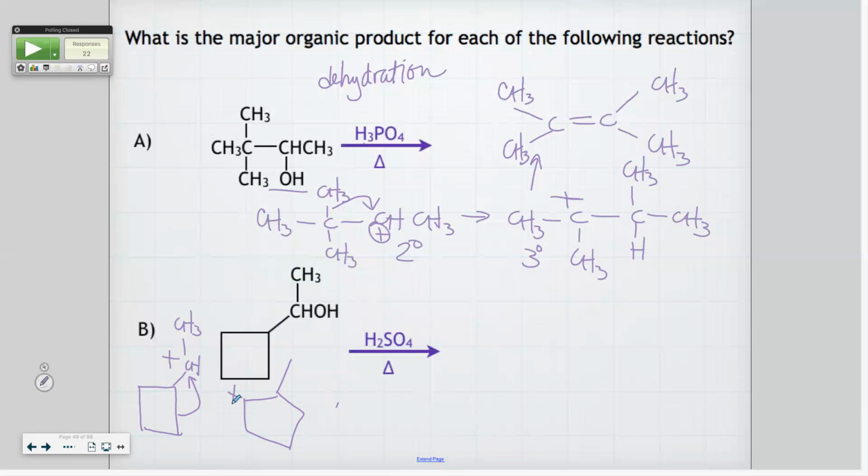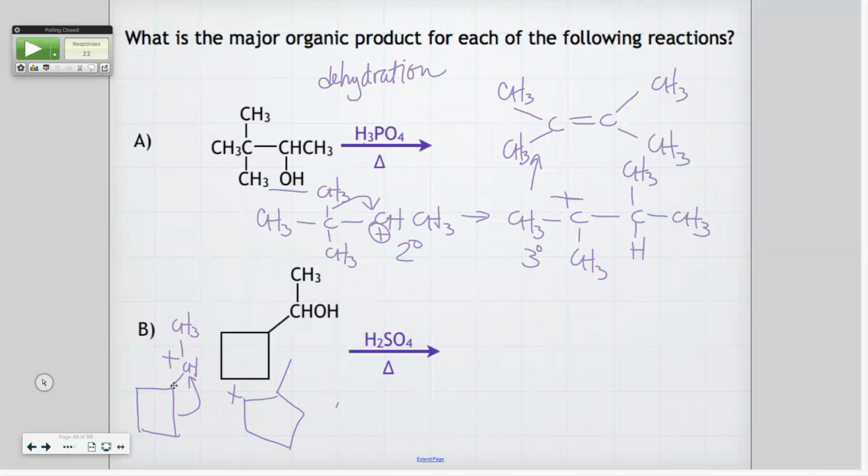Okay, 4 is strained. Those angles in there are 90 degrees, right? They don't want to be 90. They want to be 109.5, right? Okay, now which hydrogen will you lose to make the double bond? Where does the positive charge go? Does it stay on that? It's on this carbon right there where I drew it.